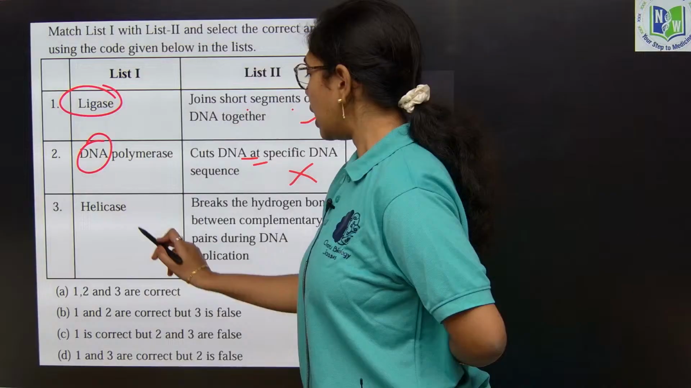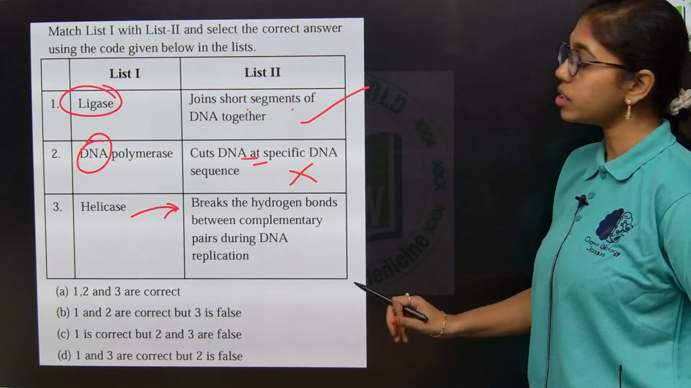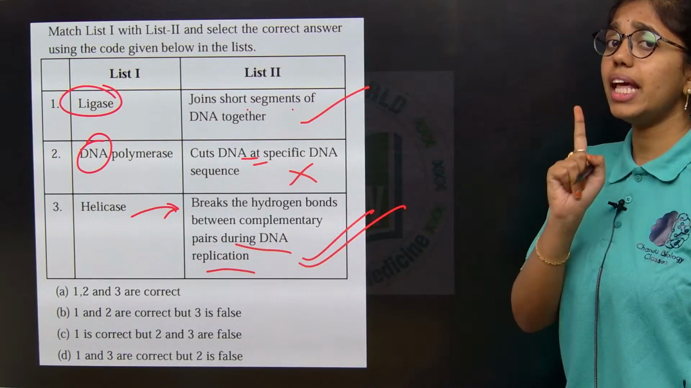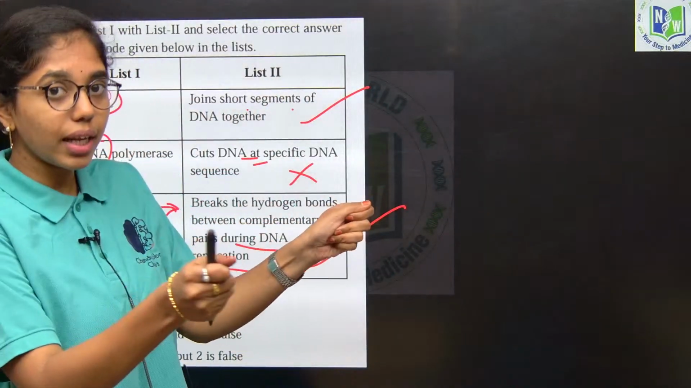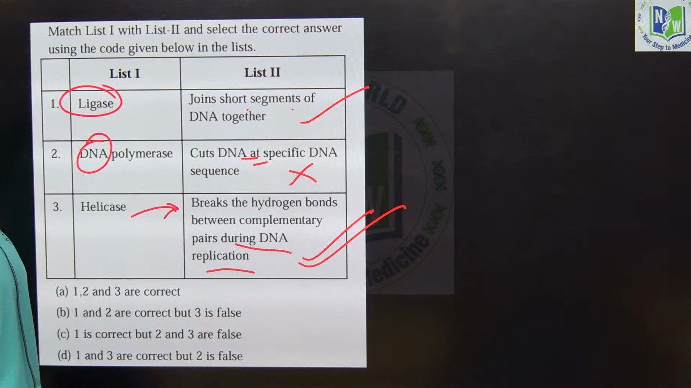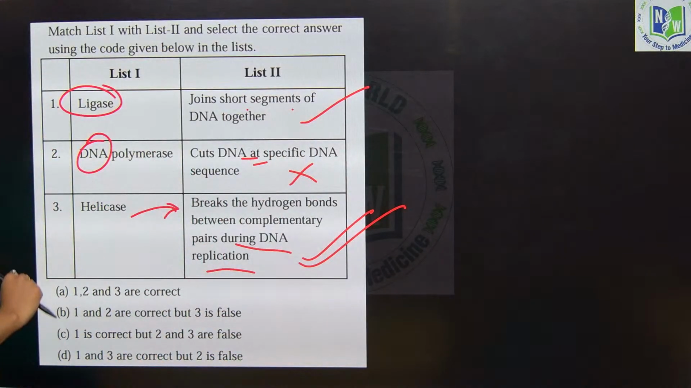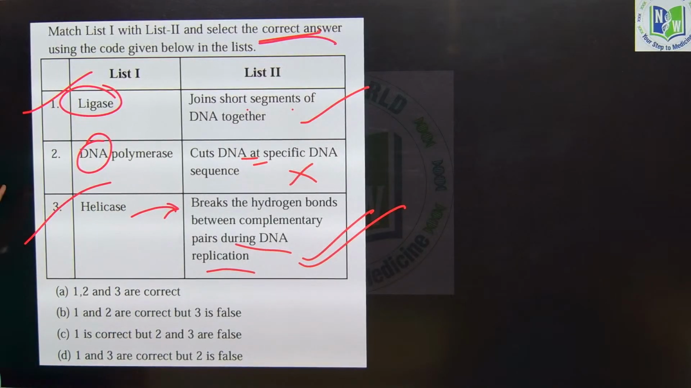Helicase, if you see, helicase will break the hydrogen bonds between the complementary pairs during DNA replication. True. DNA helicase is the first enzyme which starts the DNA replication. First it will cleave the double helical structure of the DNA by breaking what? Hydrogen bonds between two nitrogen bases of two strands of DNA. So here what are the correct combinations of the statements, beta? 1 and 3 are correct, 2 is incorrect. So which option we have to go through? Option D will be the right answer.